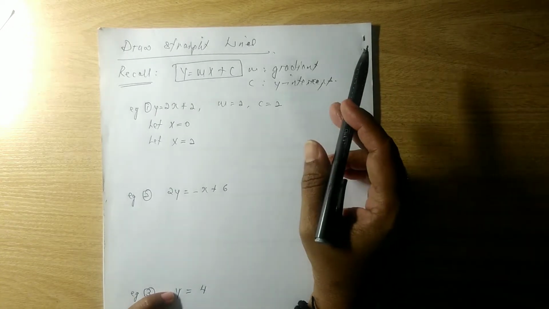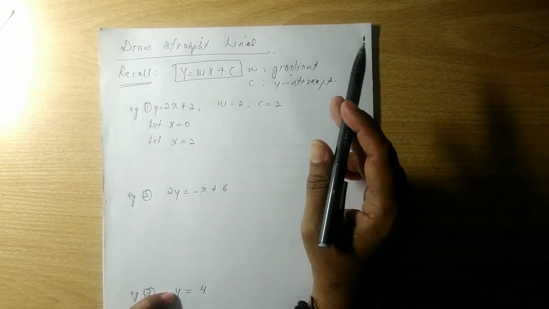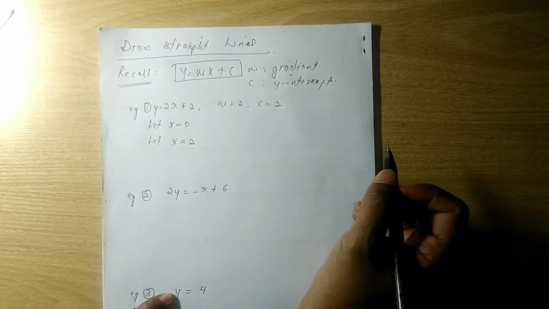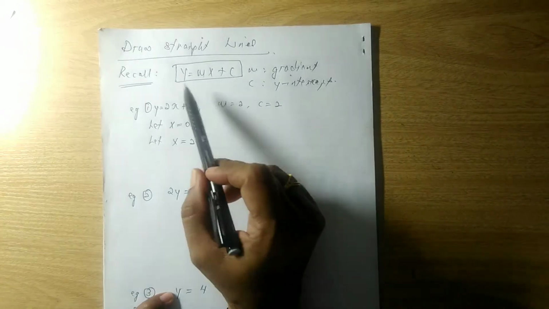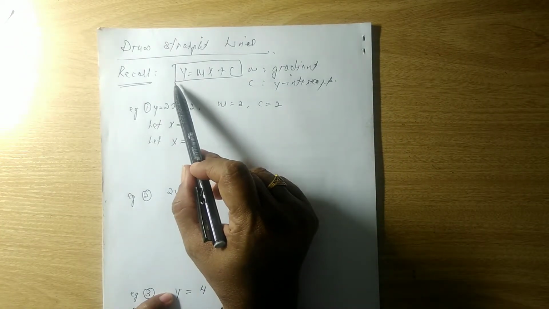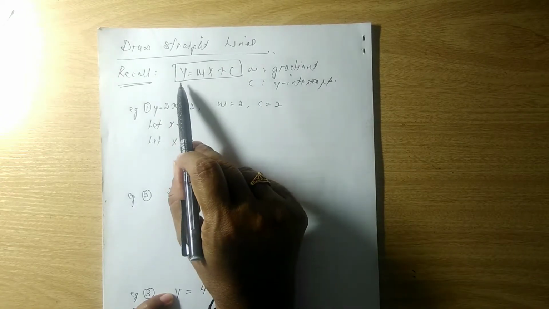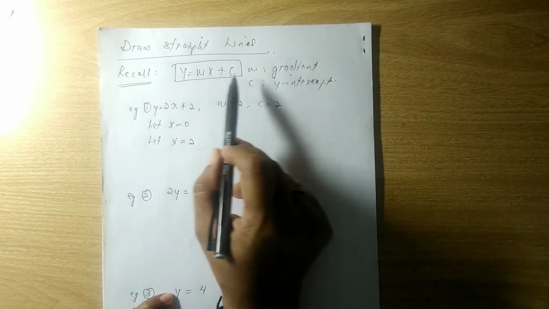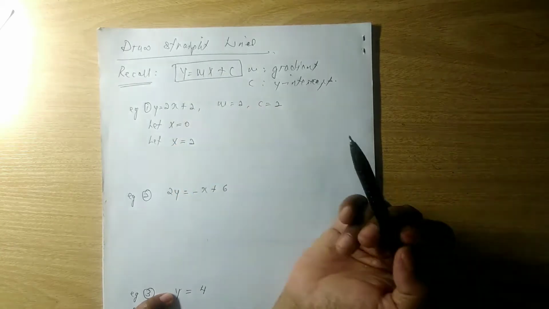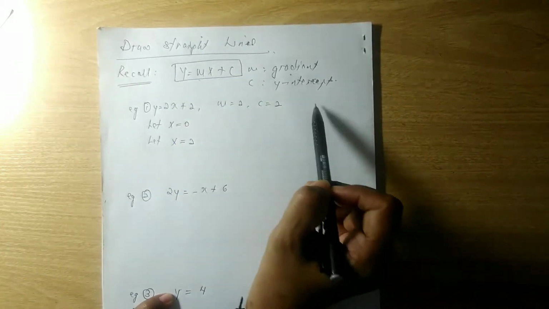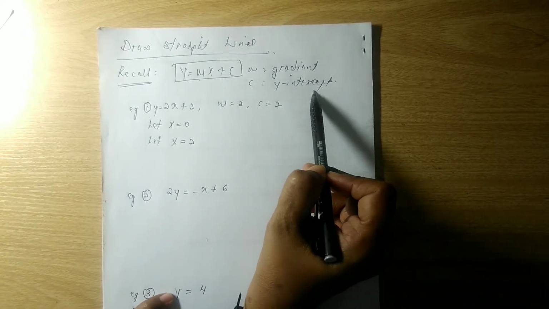Now this is a little recap on how to draw straight lines. We recall any straight line will have this formula: y equals to mx plus c. This is the general form of how any straight line equation will look like. M stands for gradient and c stands for your y-intercept.